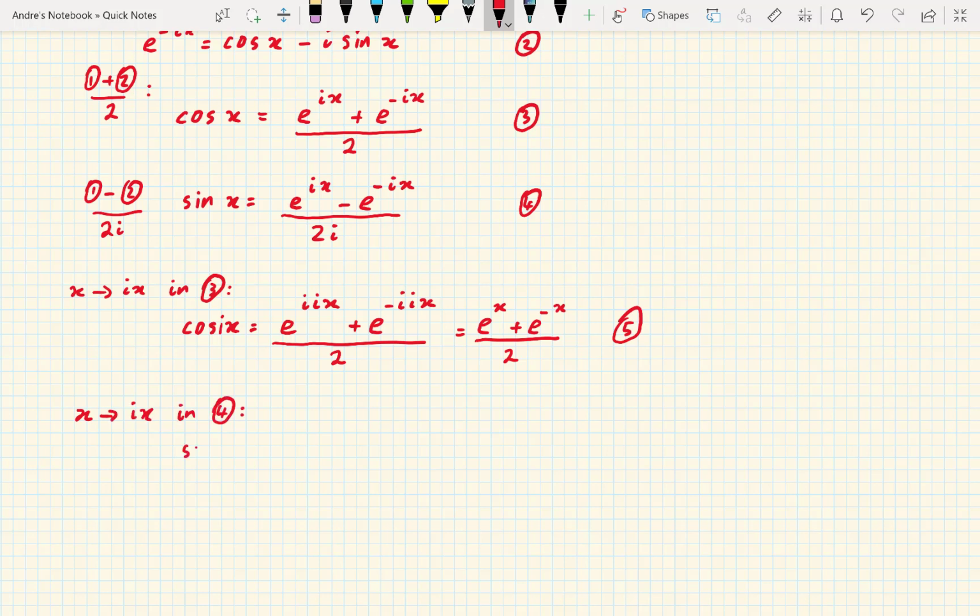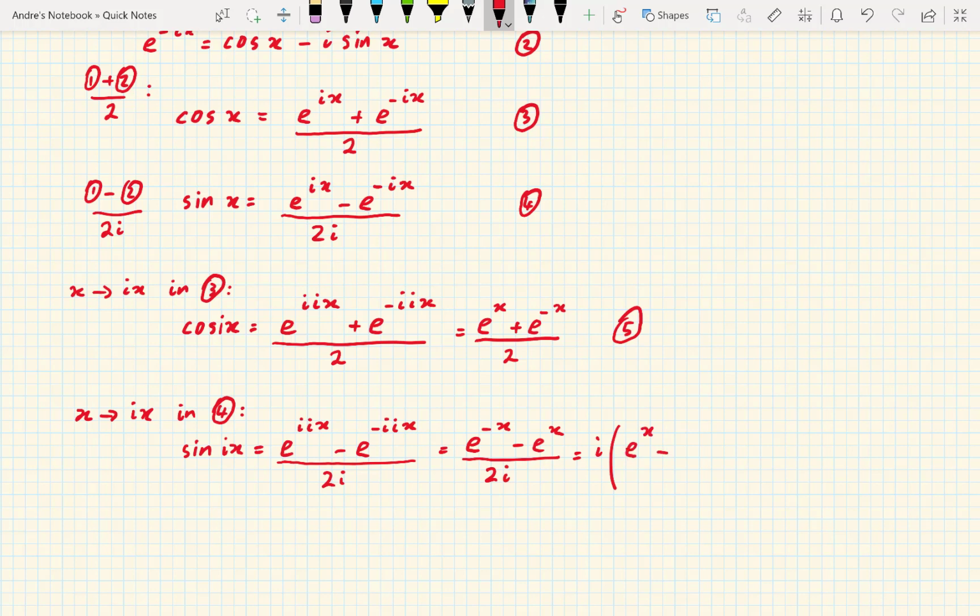Replacing x by ix in 4 gives sine ix equals e to the i squared x minus e to the minus i squared x on 2i, and that simplifies to i into e to the x minus e to the minus x on 2. This tells us that the sine of an imaginary number is imaginary.